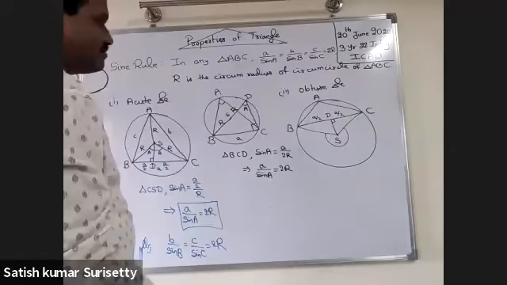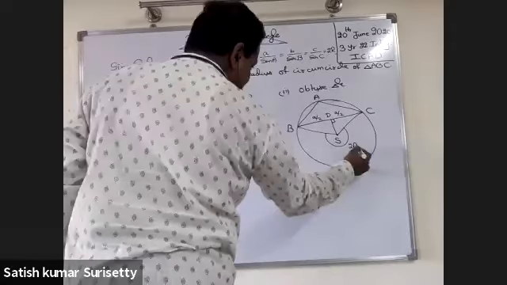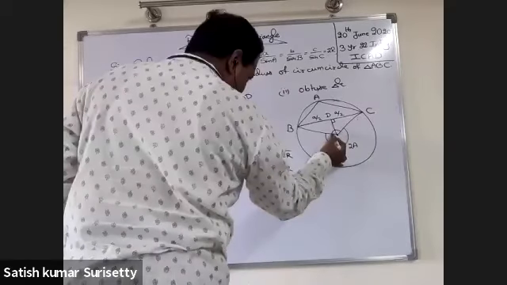Observe the figure. This will be 2A. Now this angle at the center will be 360 minus 2A inside.